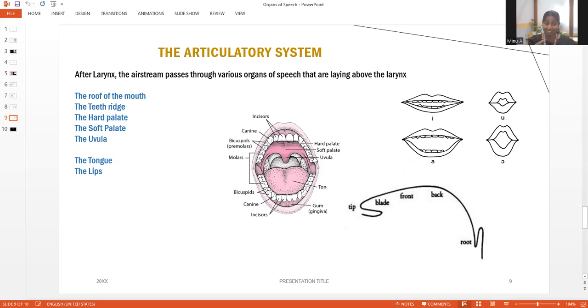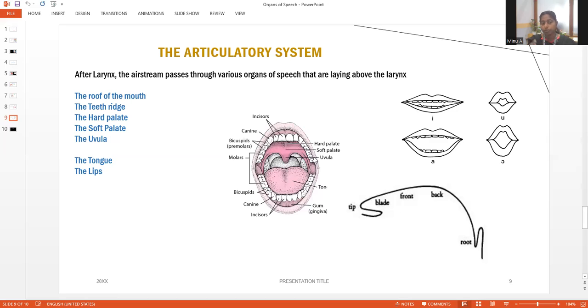It starts with the teeth ridge, then the hard palate, the soft palate, and then the uvula. So let's discuss in detail what the teeth ridge is. It is the hard convex part immediately behind the upper front teeth. So we have an upper row of teeth and a lower row of teeth. Just behind the upper row of teeth, we can see a very hard portion, that is the convex part, known as the teeth ridge, or sometimes the alveolar ridge or alveolum.